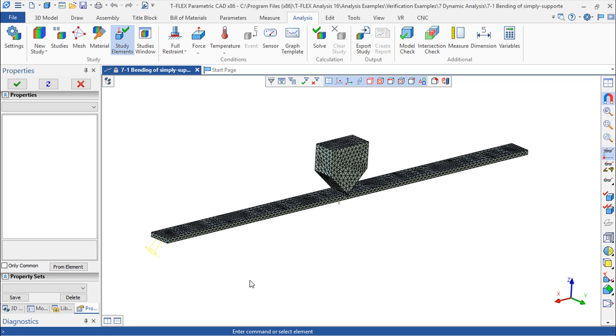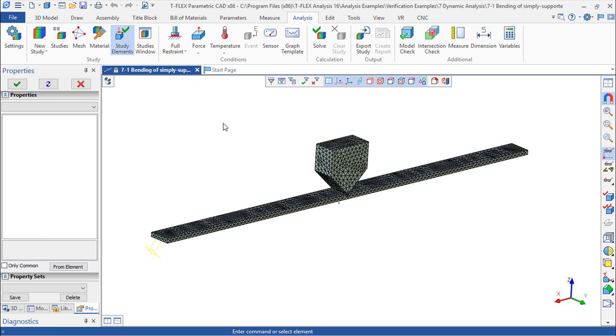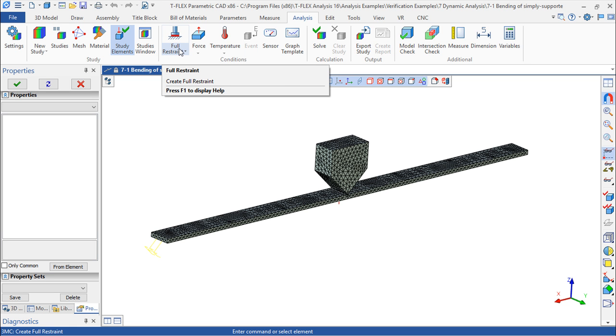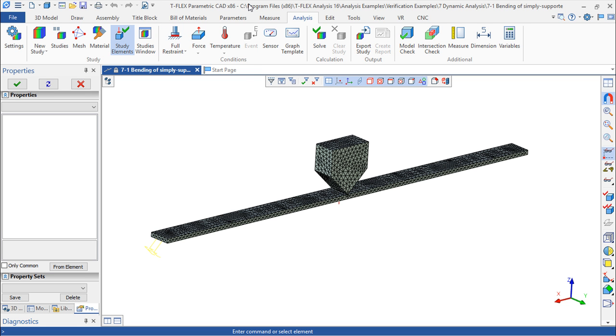We have available only as loads force and pressure. Let me remind you that we have a lot of things, acceleration, gravity, and so on. So we have only these two things. Regarding restraints, we have only the full restraint, so we don't have all the other options, partial restraints and symmetry, contact, whatever. The user cannot modify calculation options, so that is not possible also. The export of the results is also not available, and we have only the following types of calculation results available.